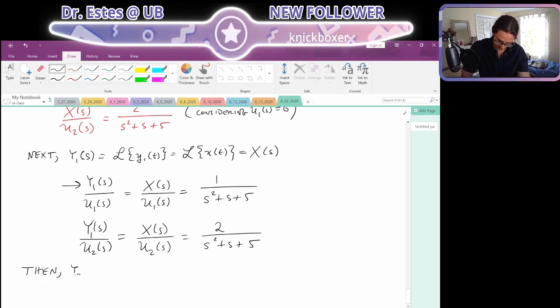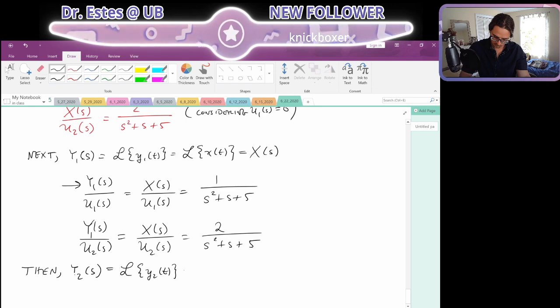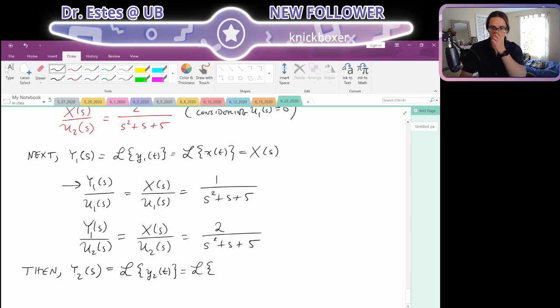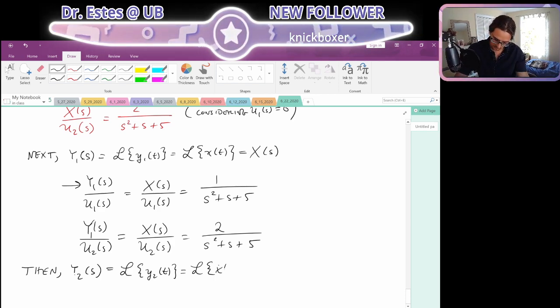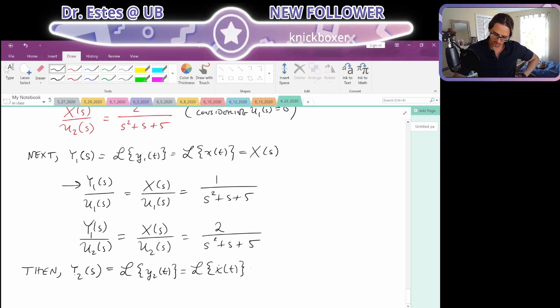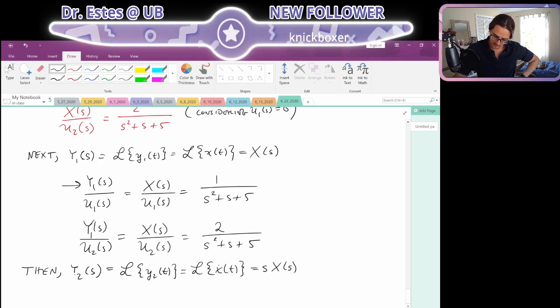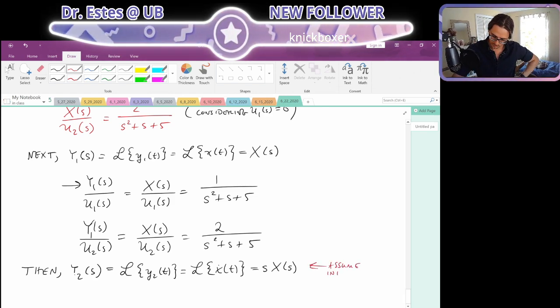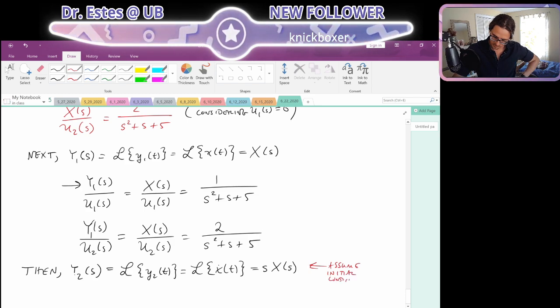Let's move on to y2. So that would be the Laplace transform of y2 of t. But we defined y2 to be x dot of t. And if we're assuming initial conditions to be 0, it's just s times x of s. So I'll just keep reinforcing that. Assume initial conditions equals 0.